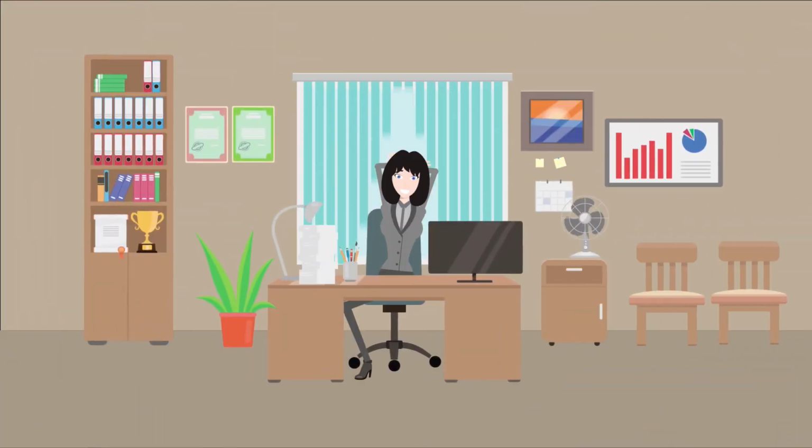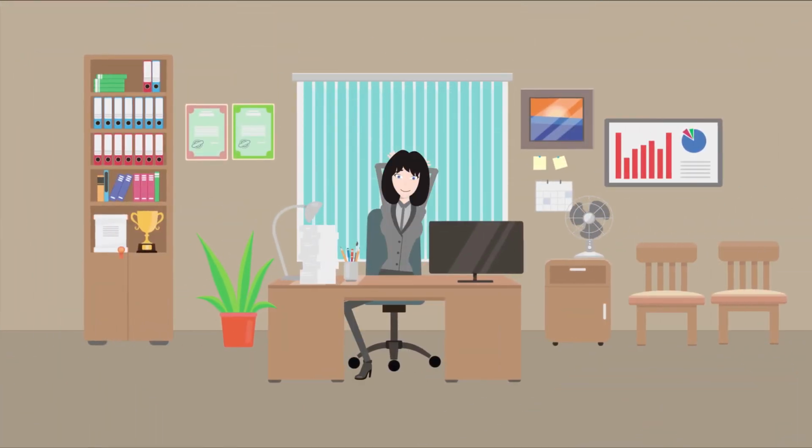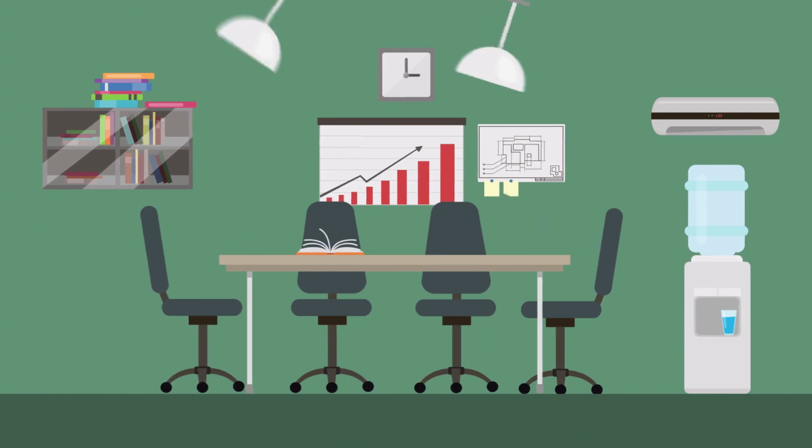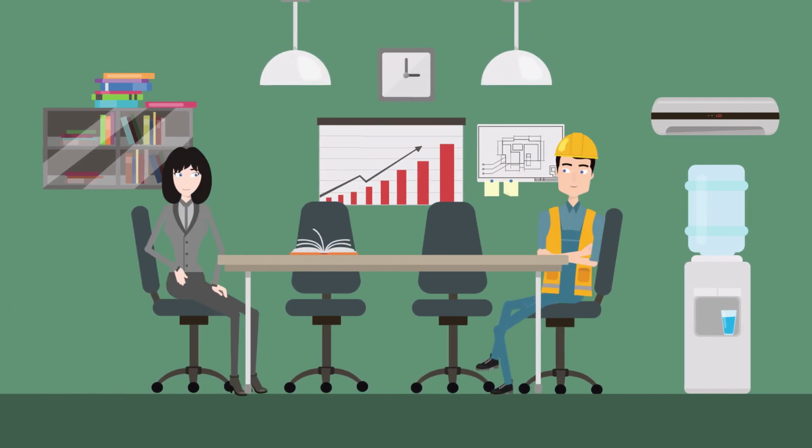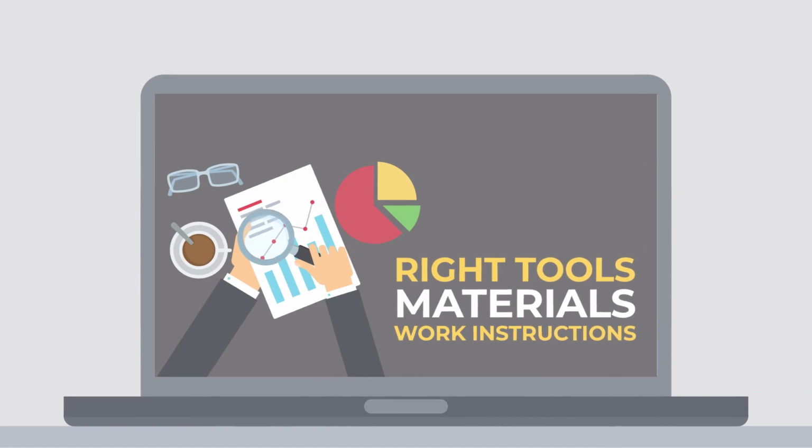Luckily for Alex, a new maintenance manager has just started at the plant. When Alex has a chat with Anna about the state of the plant, Anna explains that better maintenance planning and scheduling will help solve many of Alex's problems. That's because planning and scheduling provides everybody with the right tools, materials and work instructions to do the right work at the right time. Here's how it works.